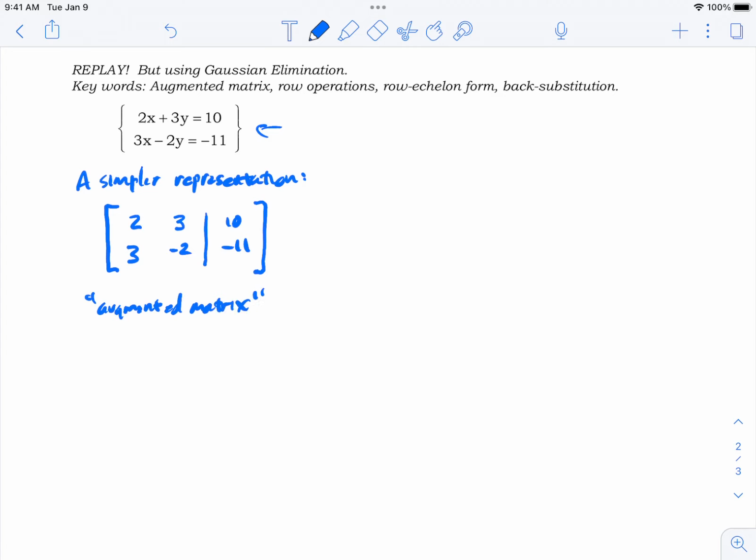What's so augmented about it? This part is, because what we have here is coefficients: 2x plus 3y equals 10. This stands for the equals part of the equation. Underneath we've got 3x, there's the 3, minus 2y, there's the minus 2, equals, on the other side of the line, a negative 11. That's called an augmented matrix.